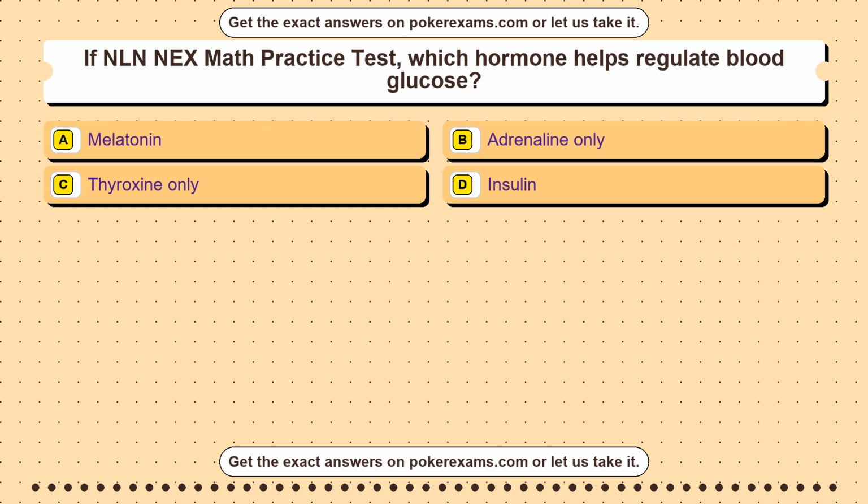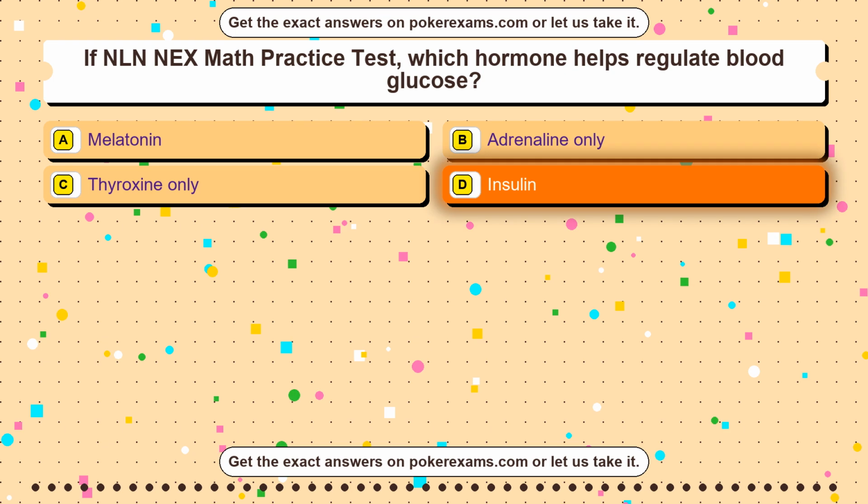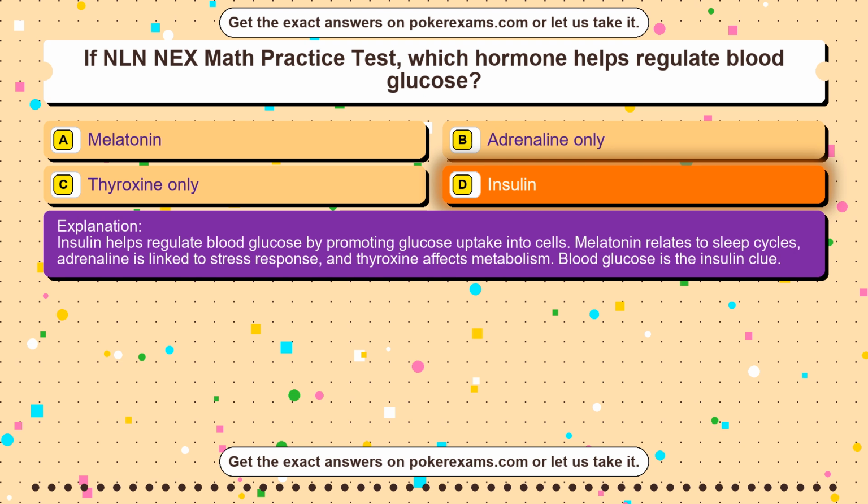Question 30. If NLN NEX math practice test, which hormone helps regulate blood glucose? Option A, melatonin. Option B, adrenaline only. Option C, thyroxine only. Option D, insulin. The correct answer is option D. Insulin. Insulin helps regulate blood glucose by promoting glucose uptake into cells. Melatonin relates to sleep cycles, adrenaline is linked to stress response, and thyroxine affects metabolism. Blood glucose is the insulin clue.